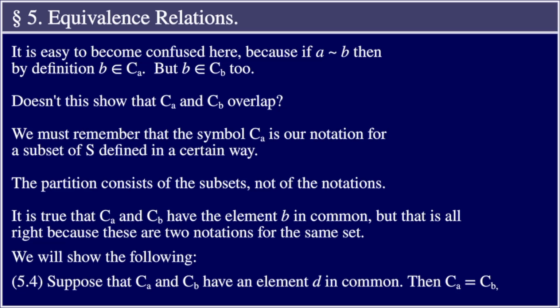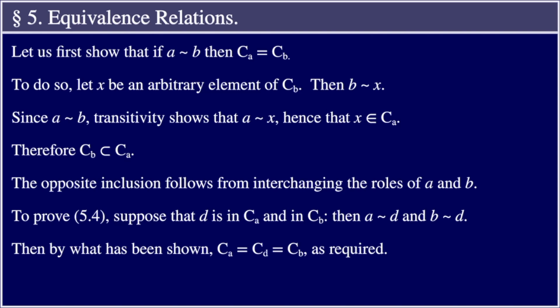We will show the following. 5.4. Suppose that C_a and C_b have an element d in common. Then C_a is equal to C_b. Let us first show that if a ~ b, then C_a is equal to C_b. To do so, let x be an arbitrary element of C_b. Then b ~ x. Since a ~ b, transitivity shows that a ~ x, hence that x is a member of C_a.